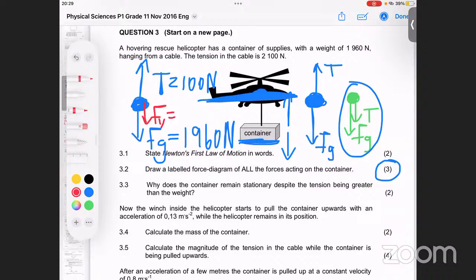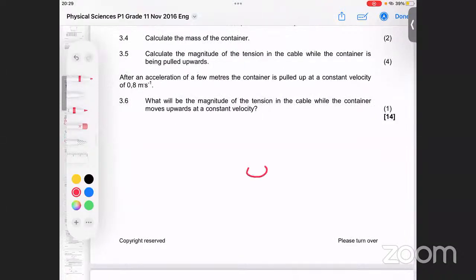Which force makes this object not move up and down? I'm not sure if you guys understand, but it's like a stationary force. Yeah, stationary force.